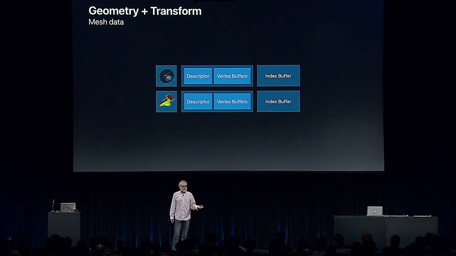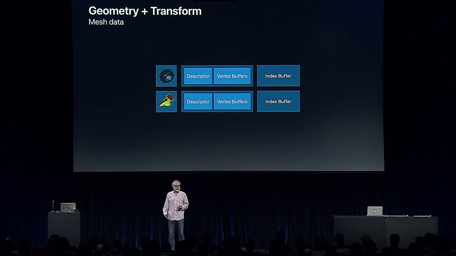And now we also just need to tell what to draw. So that's going to be a vertex descriptor, which is an array that's going to tell Metal, these are normals, these are texture coordinates, these are positions. The actual vertex buffers themselves, and then the index buffer that just says, these indices correspond to these triangles in the vertex buffers.